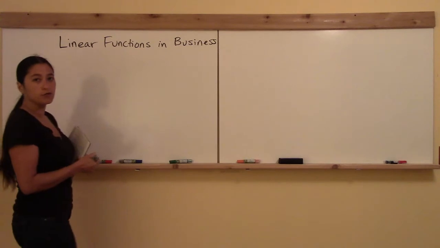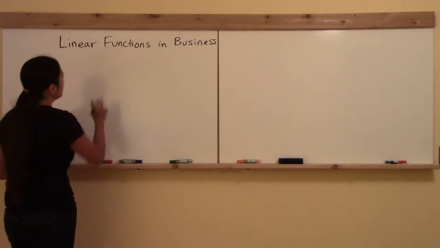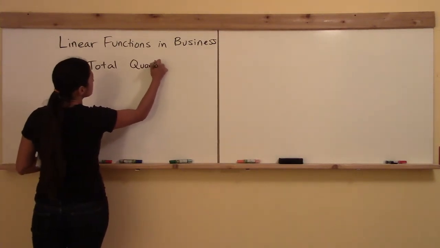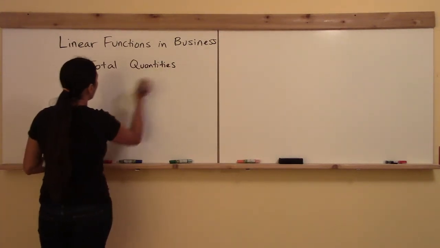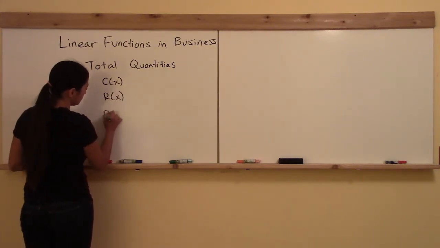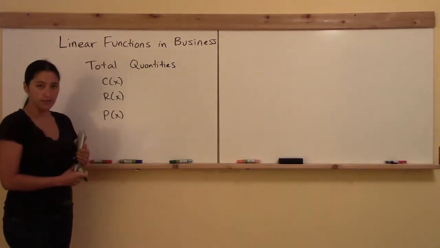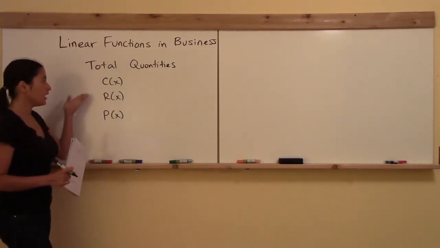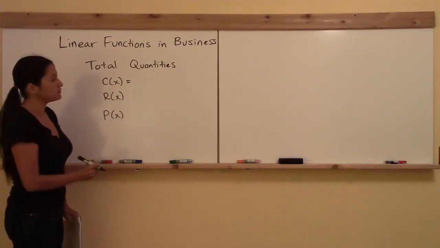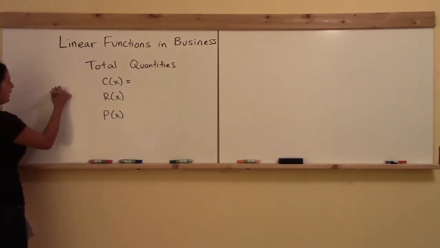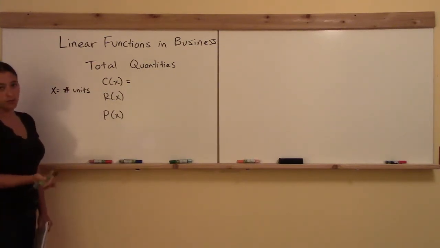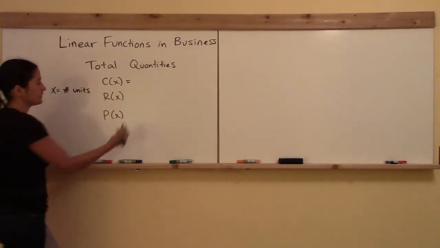Okay, so let's start by recalling some of our business terminology. We have very common total quantities of cost, revenue, and the difference between those, profit. Oftentimes in business, when we want to model our cost, we will do it as a function of x, where x is the number of units. Here in all of these things, x represents the number of units or quantity produced or people served if you're in a service business, something like that.